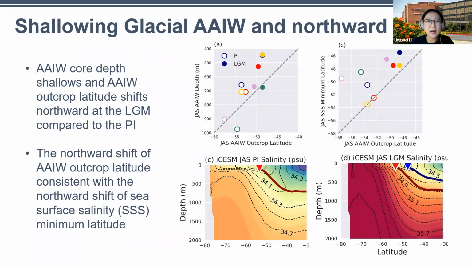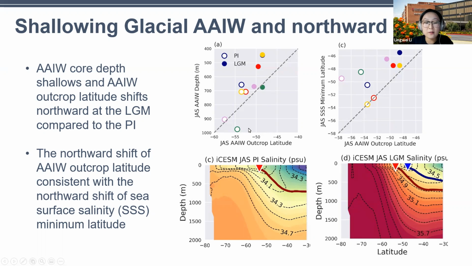So results in iCESM and PMIP3 show shallower AIW core depths and a northward shift of the AIW outcrop latitude at the LGM compared to the PI, as shown in these two scatter plots. In figure A, open circles are for the PI and solid circles are for the LGM. Take yellow circles, for example, it shows shallower AIW depths during the wintertime at the LGM. And at the meantime, the AIW outcrop latitude is moving northward.